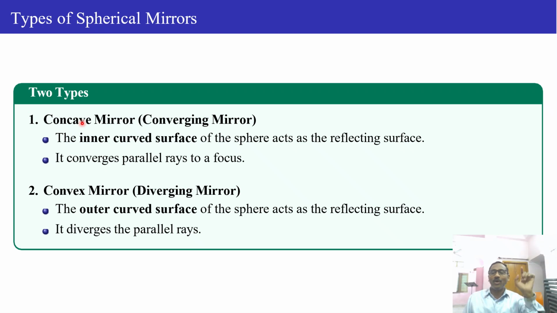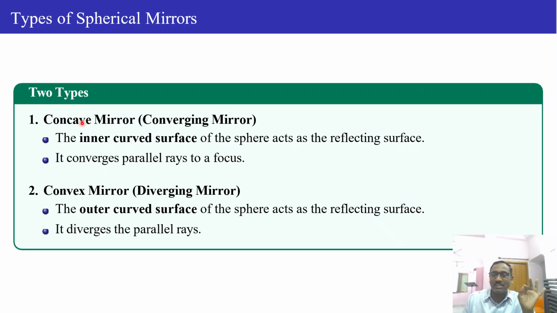Okay. Next, what is a convex mirror? The outer curved surface. We have to remember that. For a concave mirror, the inner curved surface is the reflecting surface. For a convex mirror, the outer curved surface is the reflecting surface. So that is the difference.